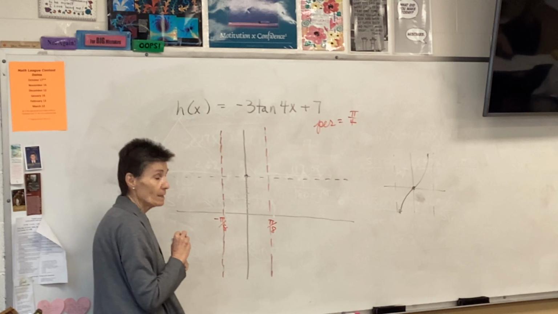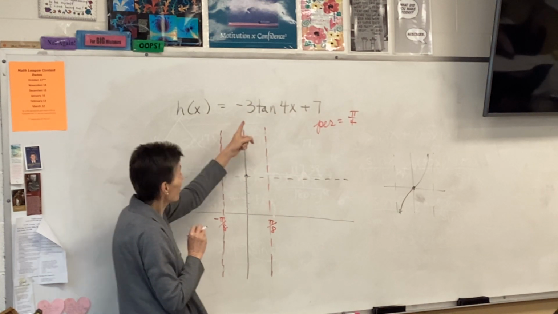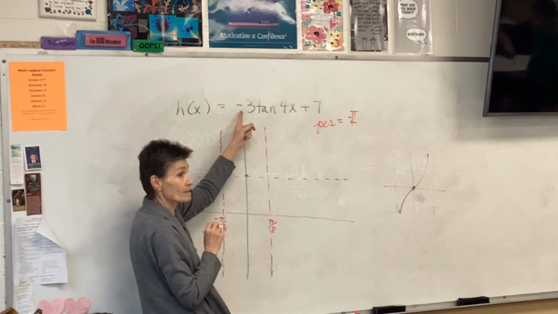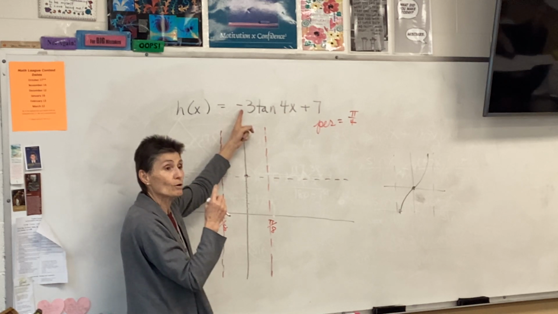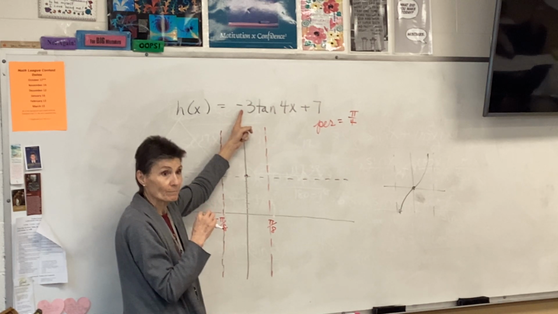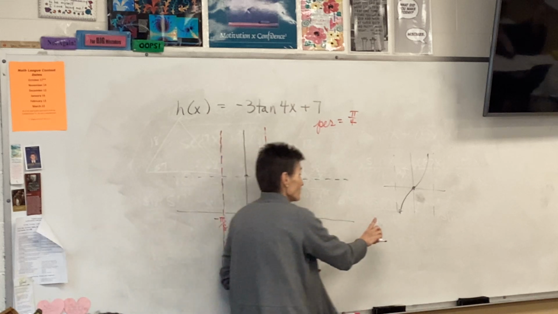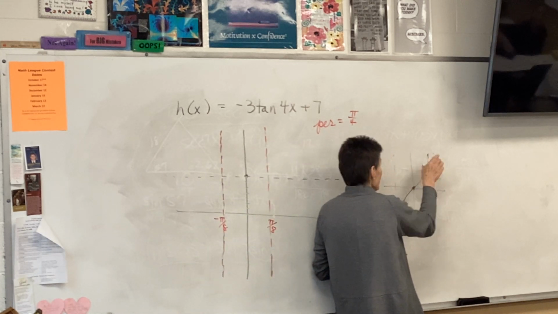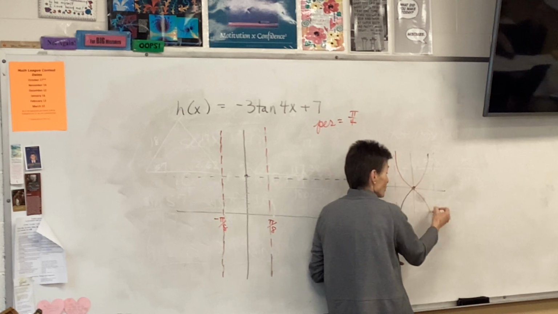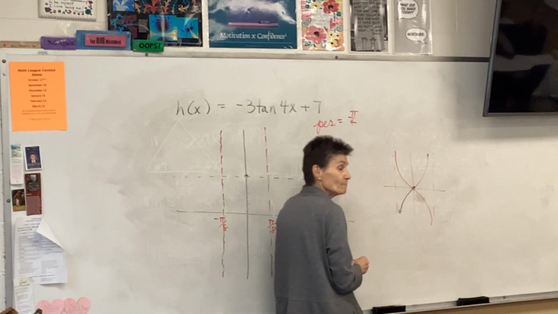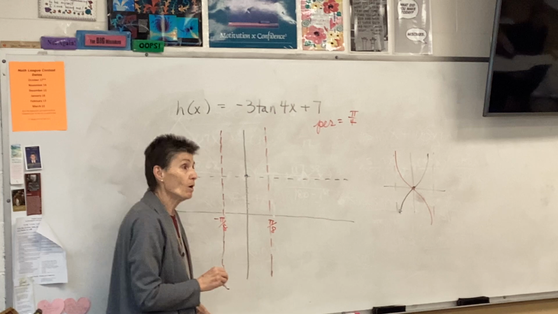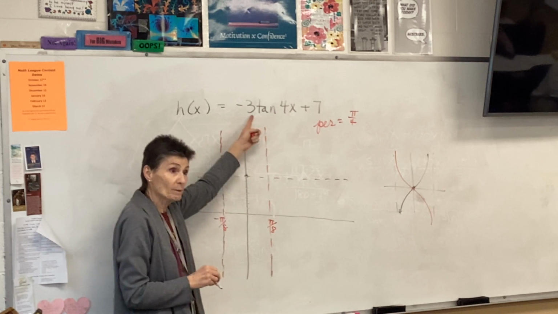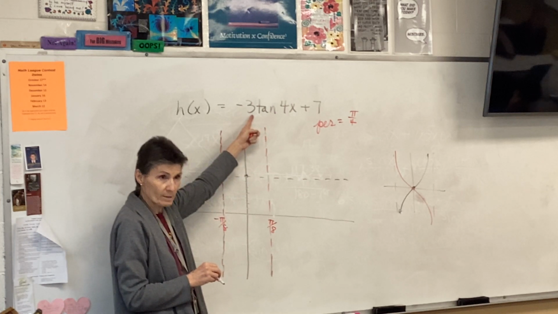Right? Now, I have done a couple of things. I've turned my curve upside down. So instead of starting down here and squiggling up, it's going to start up here and squiggle down. Would you agree with that? I have also multiplied it by 3.